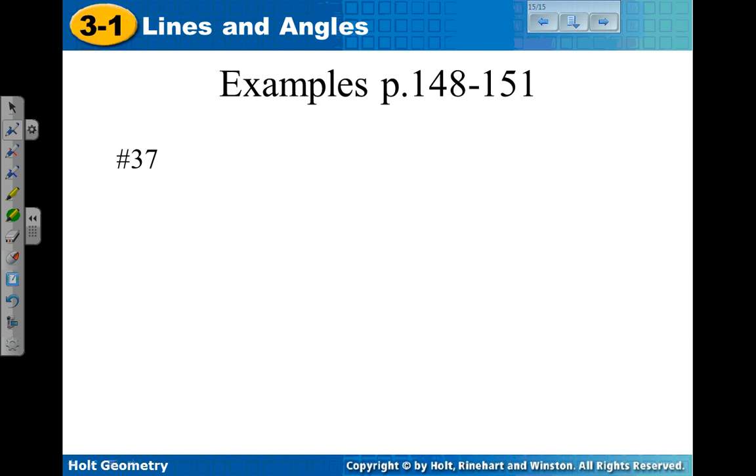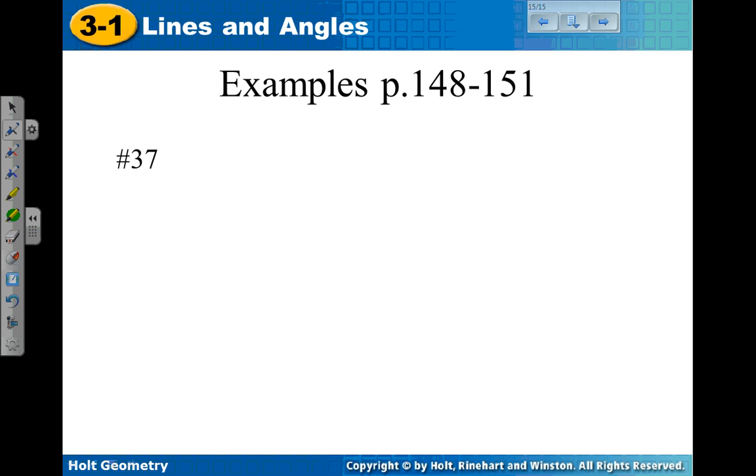Number 37, I think this is the last one. Number 37 says, name a pair of corresponding angles with transversal M. So look at the figure in your book to the right there. I won't take the time to draw it. See the transversal M. So I'm looking for two angles that are in the same place in reference to the transversal M and on the same side of the lines L and N.